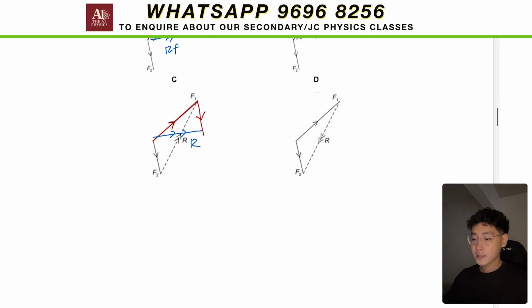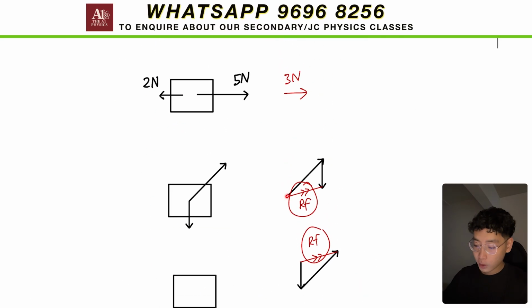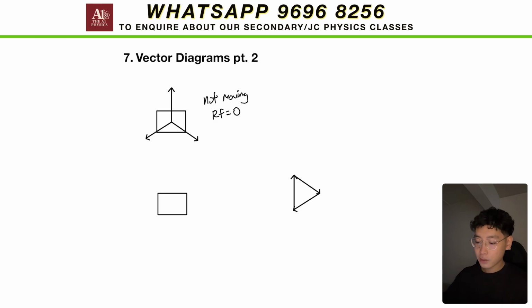So remember previously that if you want to find the resultant force, you want to connect them like a snake and then you draw a line from the start to the end, right? That's your resultant force. But what happens when the vector diagram starts and ends at the same place? That's when the resultant force is 0. So the idea is that when the resultant force is 0 and you connect the forces like a snake, it will go back to the same place.